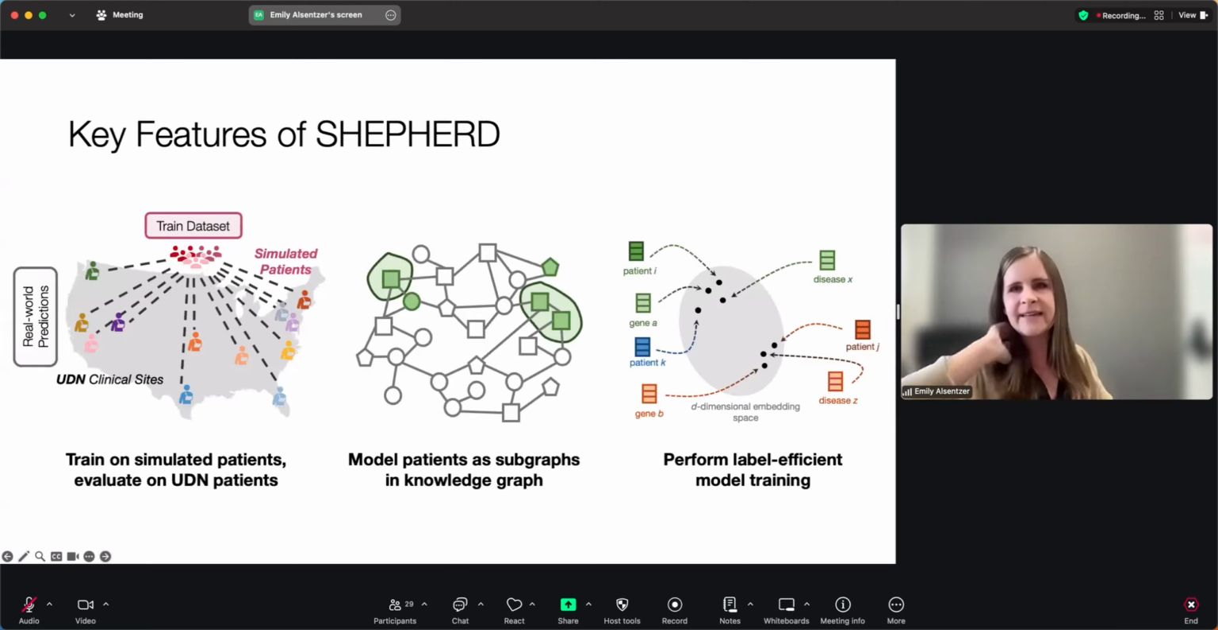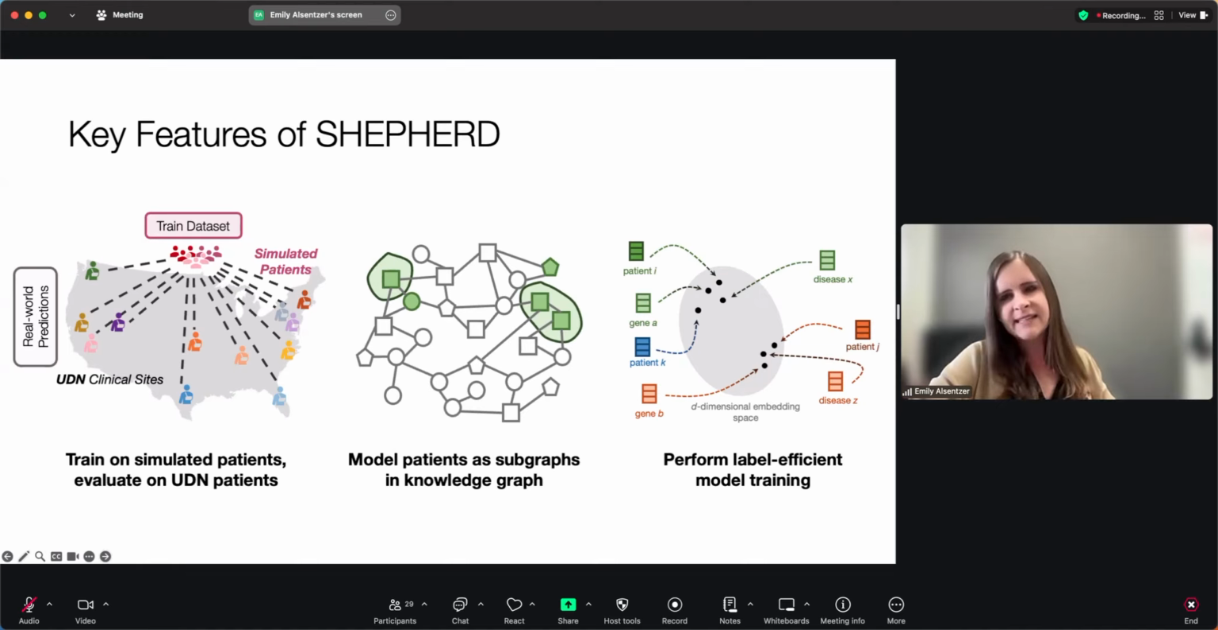So there are three key features of Shepherd that enable it to work. First of all, we train Shepherd on simulated but realistic rare disease patients. Training on these simulated patients is very important because those 465 UDN patients in our data set are not enough patients to train a deep learning model. So we use the simulated patients for training, and then the UDN cohort serves as a completely external cohort for evaluation.